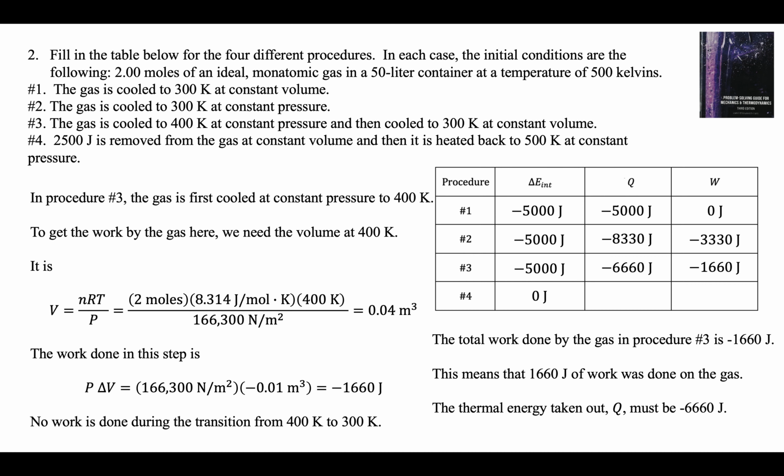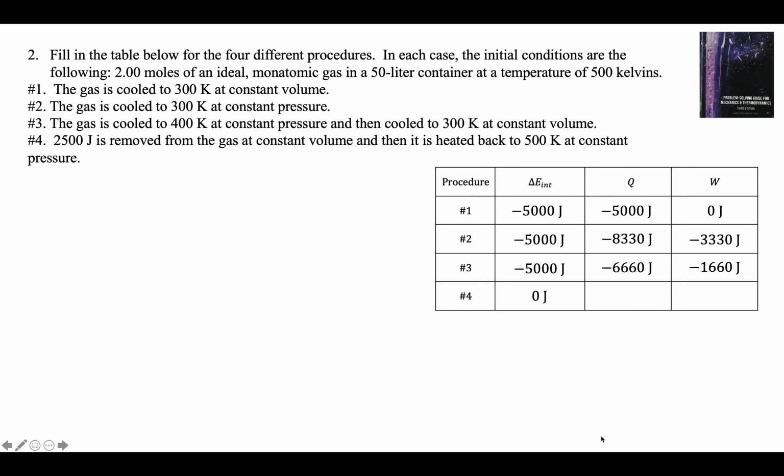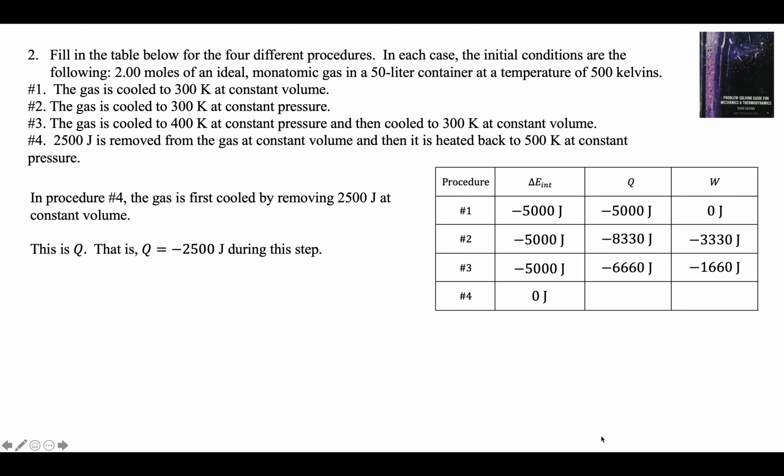All right, number 4. Procedure 4 contains 2 steps. The first step is 2,500 joules is removed at constant volume. Then it is heated back to 500 kelvins at constant pressure. Let's take these one step at a time. The gas is first cooled by removing 2,500 joules. Cooled by removing 2,500 joules means we took out 2,500 joules by cooling it, which means Q is minus 2,500 joules. The volume didn't change, so the work done is 0.